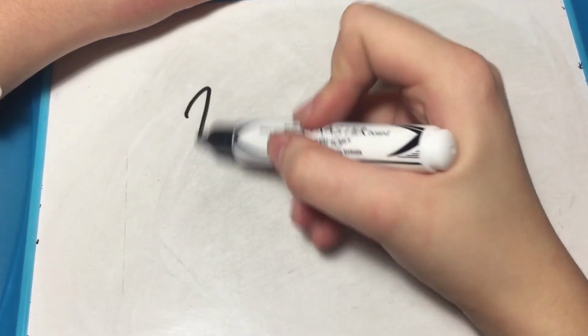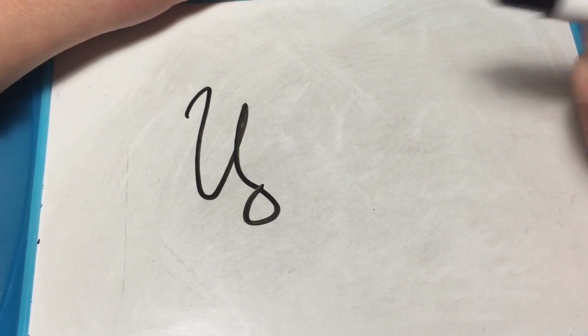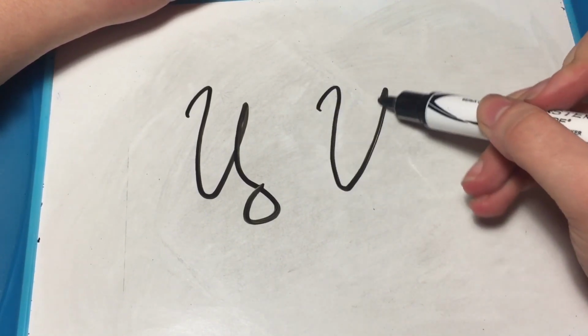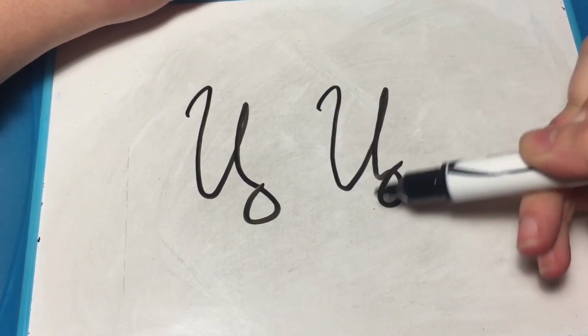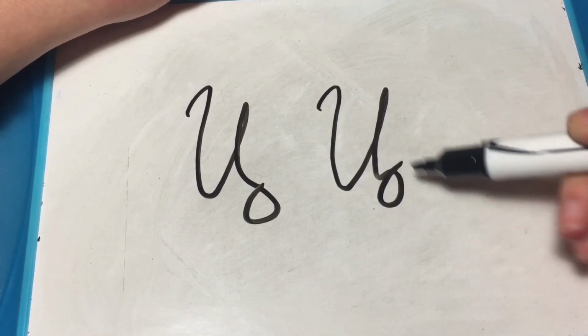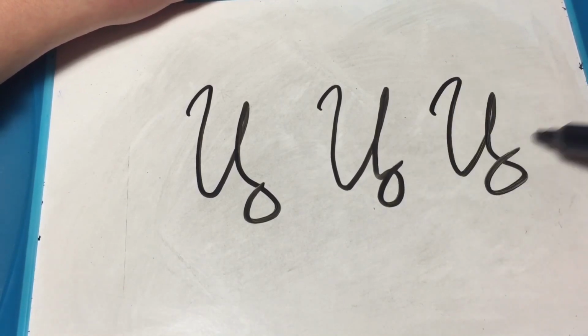Next up is the letter C, which is not common for the English language. So you make it like this and then just add a little loop. This is important. You can't leave this loop out. It has to be here.